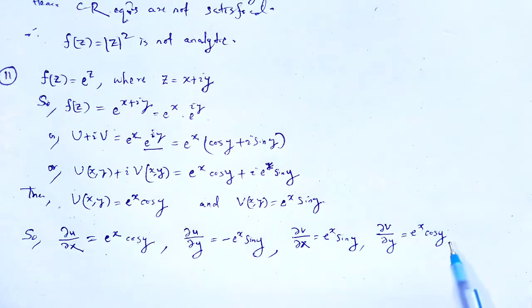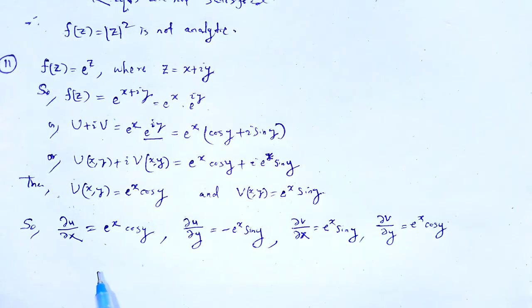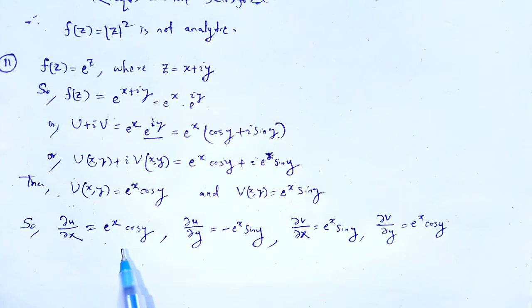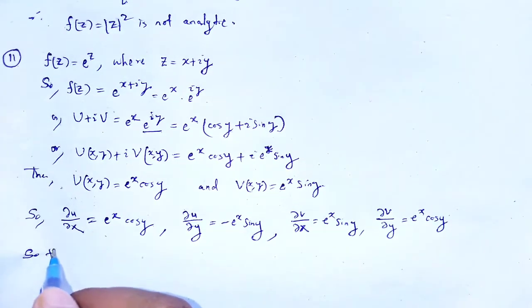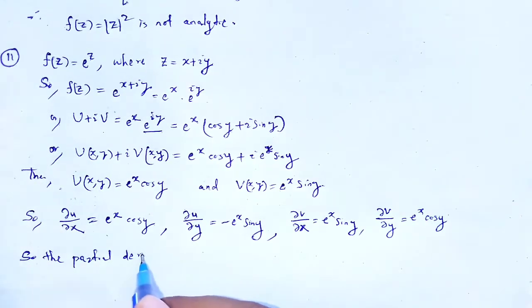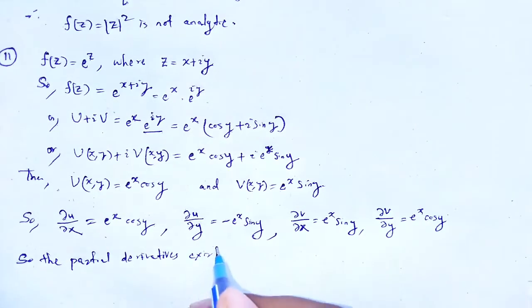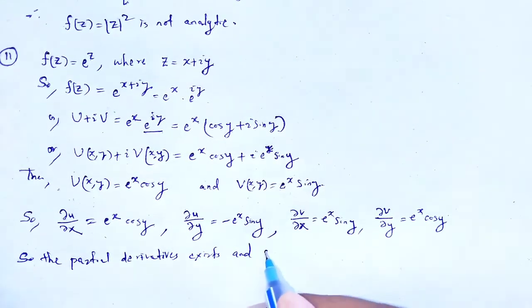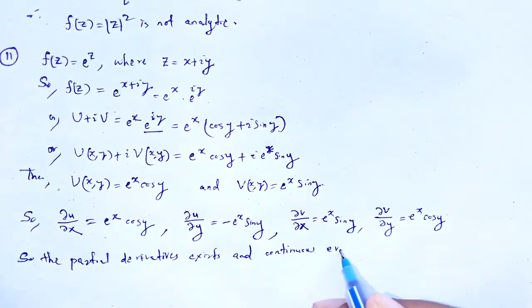These are the 4 partial derivatives. Since the partial derivatives exist and are continuous everywhere, the partial derivatives exist and are continuous everywhere.